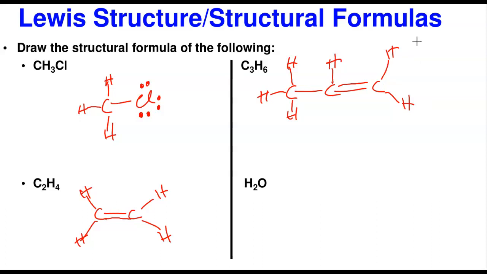Now let's look at water. Water is a popular culprit to usually draw the Lewis structure. Look at what we do. Hydrogen can never be the central atom. Again, we have to put oxygen at the center and then put hydrogen at the periphery.